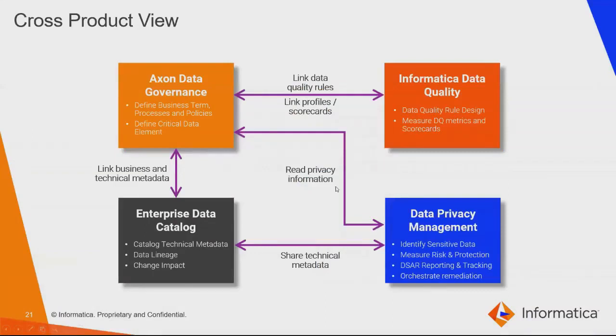There's a cross product way of all the 4 products, Axon, IDQ, EDC, and data privacy management. They all integrate to each other for respective set of use cases. EDC and Axon is primarily to link the business and technical metadata, whereas Axon and data privacy management is to read the privacy information and provide the privacy dashboard at a policy level or process level, etc.